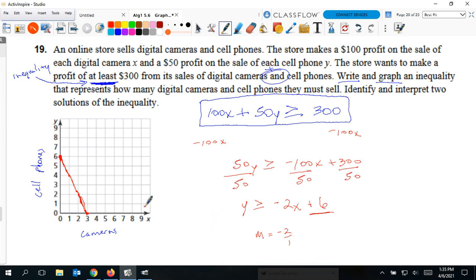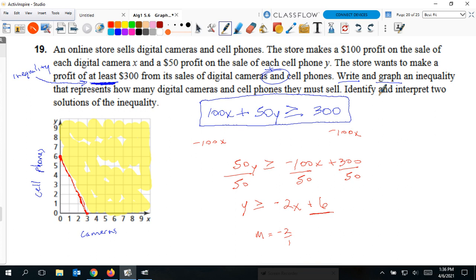And now we just got to shade. So the shading here, if I put in 0, y is greater than the 6. Greater than the 6 is going to go up above, so it's everything over here. So our shading of this graph is everything on this side. Now it wants us to, that's these two things.